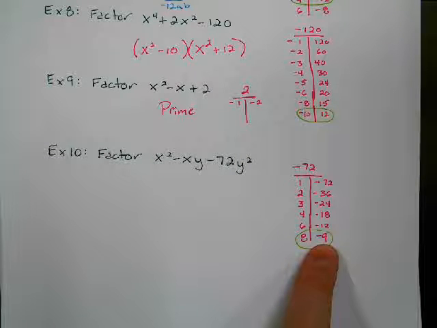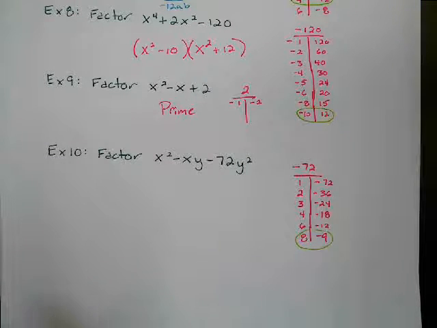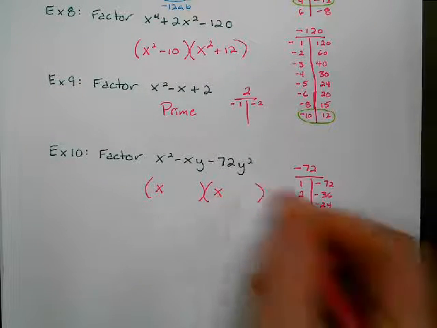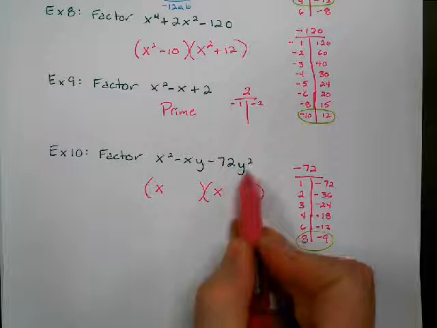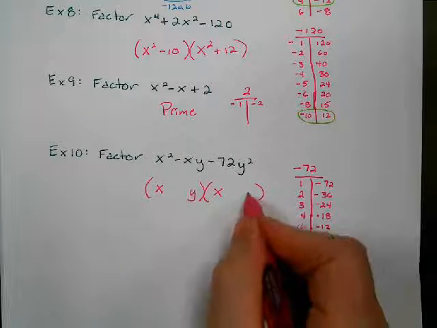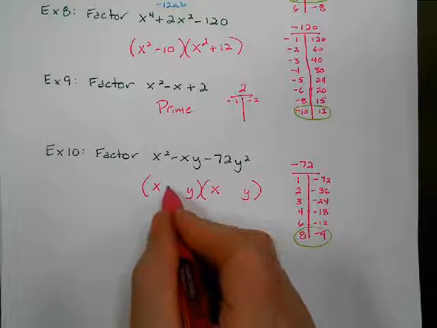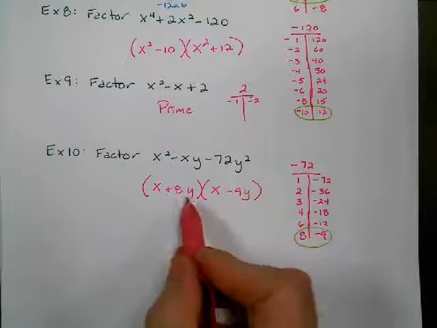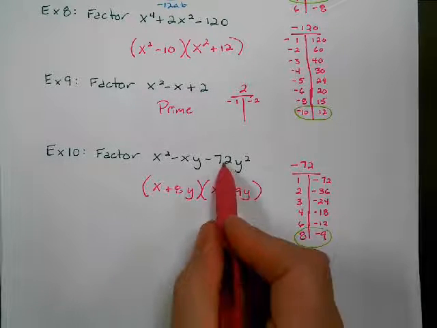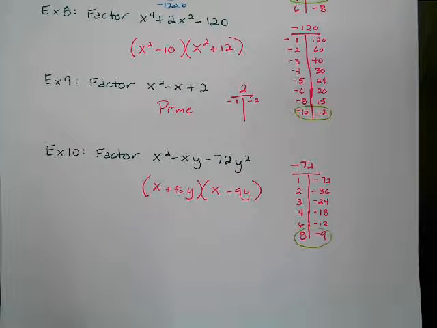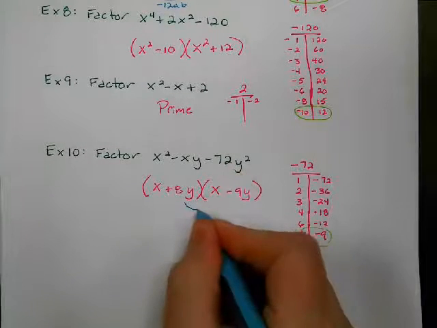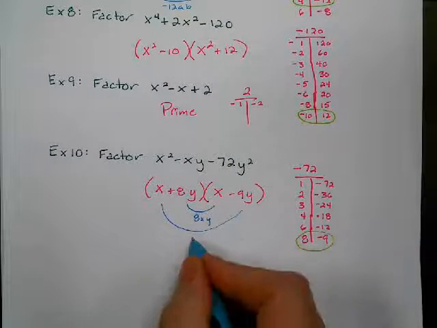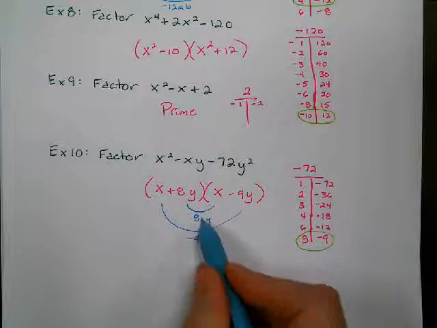So I start my parentheses with an x and with an x. And then since I have a y squared at the end, I have to end with a y and a y. And then we're going to do x plus 8y, and over here x minus 9y. When you multiply 8y and negative 9y, you get negative 72y. When you multiply 8y times x, that's 8xy. When you multiply x times negative 9y, you get negative 9xy. So here's your negative 1xy when you combine these. That's why we're getting negative xy right there.